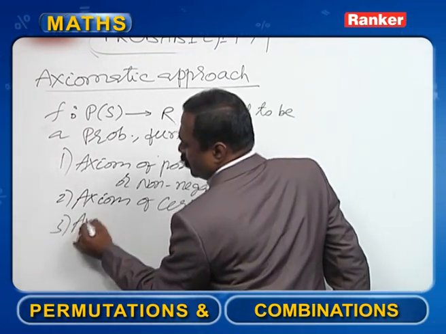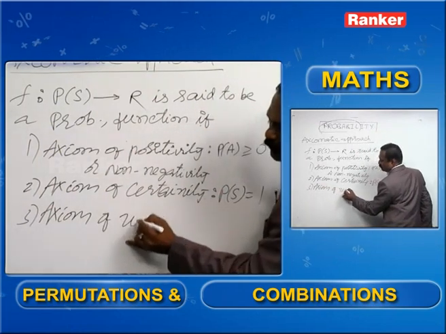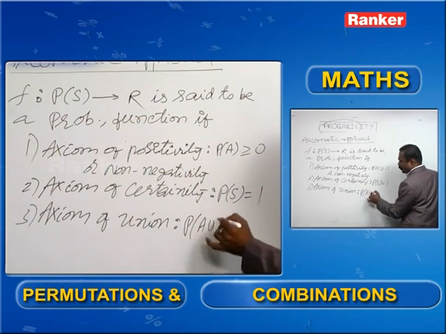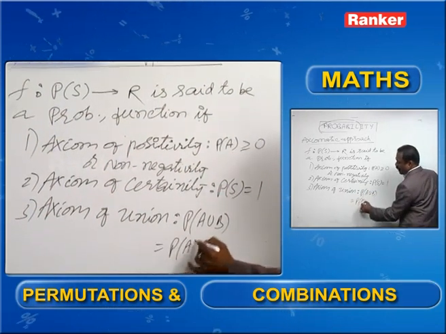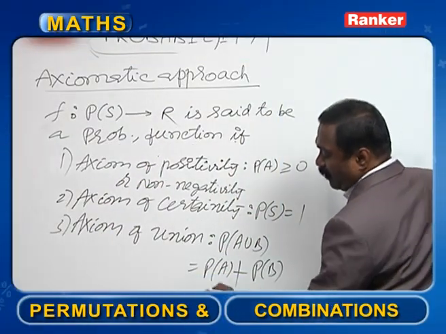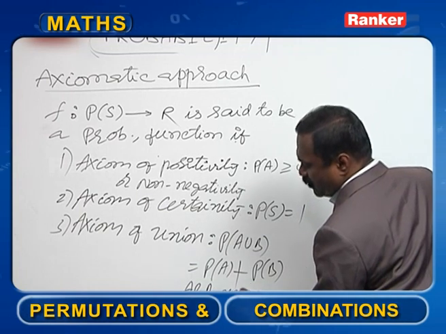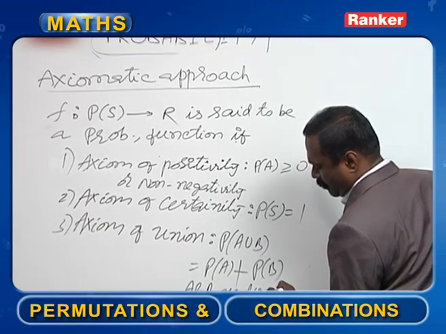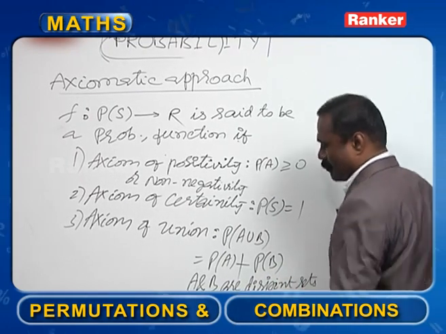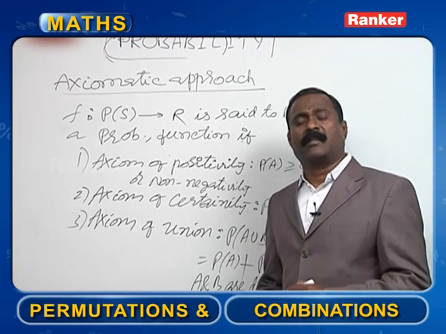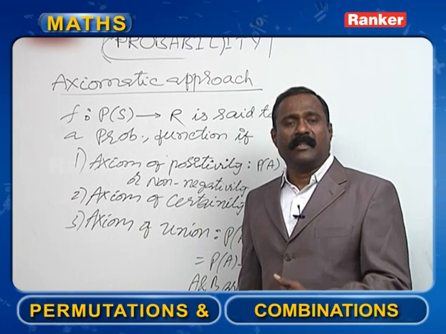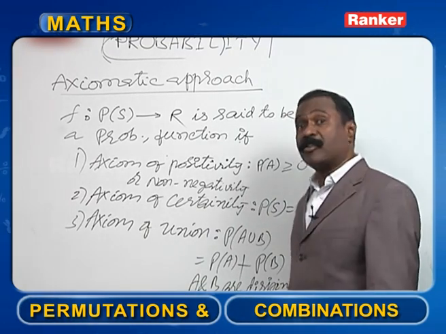Number 3, axiom of union. What is axiom of union? P of A union B is equal to P of A plus P of B only when A and B are disjoint sets. Understand? What is the meaning of disjoint set? There should be nothing common to both the sets A and B. Then only they are said to be disjoint sets.